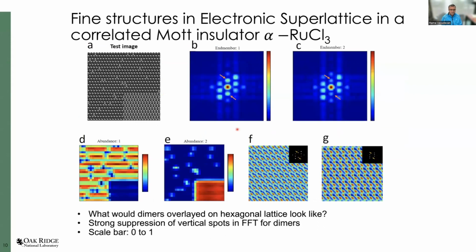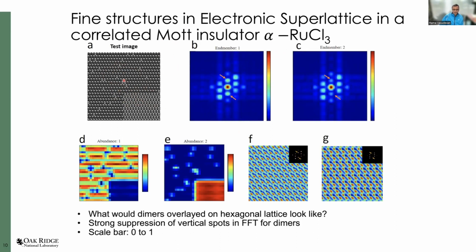And we can also use this for things like scanning tunneling microscopy, where you might have different kinds of electronic reconstruction. So these are images that were collected by Maxim Ziatdinov on alpha ruthenium chloride. There are some fine structures in the electronic superlattice within this particular system. It happens to be a Mott insulator. Just in order for us to better see what we are going to expect, this is a test image of 2 different kinds of electronic structures that we actually image. And this is, again, just simulated.